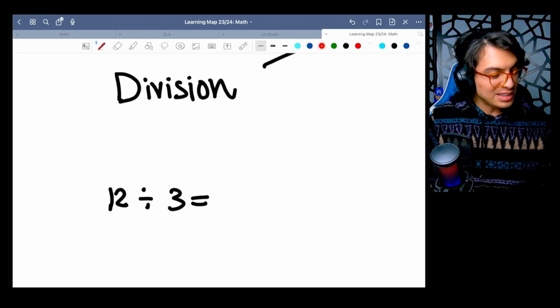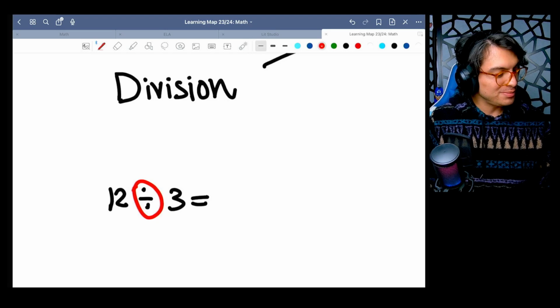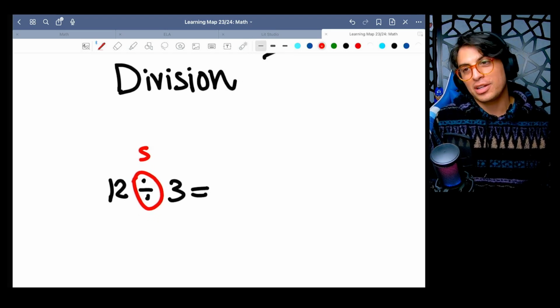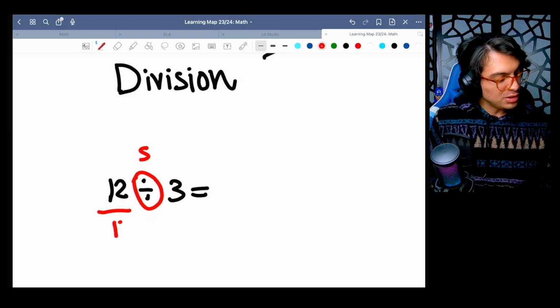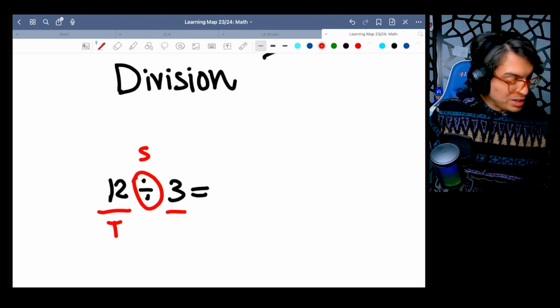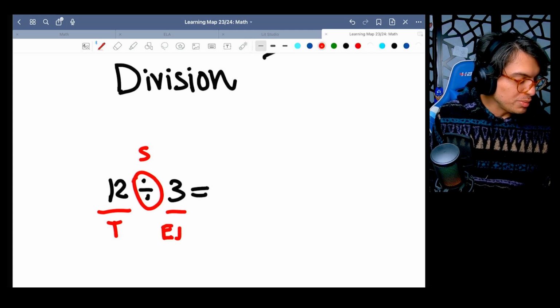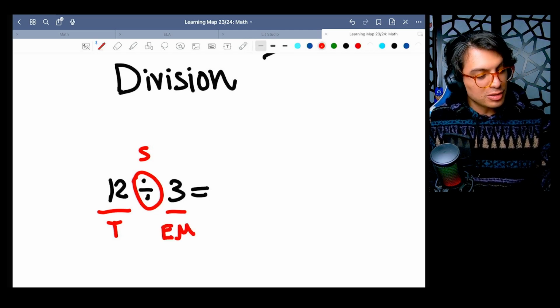If you said that division is a separating operation, you are absolutely right. Division is a separating operation. We start with a total and we separate by taking out 3 over and over and over again in equal measures. It's like subtraction, they're related.